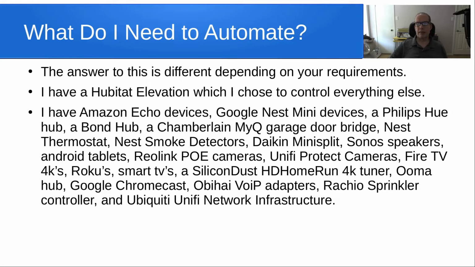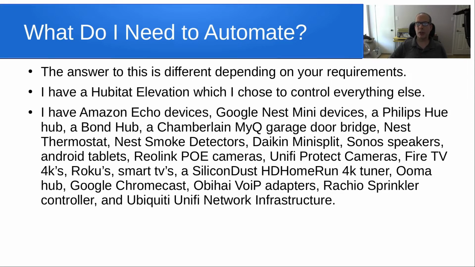So I have a lot of devices. I have Amazon Echo devices, I have Google Nest Mini devices, a Philips Hue hub, a Bond hub, a Chamberlain MyQ garage door bridge, a Nest thermostat, Nest smoke detectors, a Daikin mini split air conditioning unit. I have several Sonos speakers. I have Android tablets. I have Reolink power over Ethernet cameras. I have Unifi Protect cameras. I have Fire TV 4Ks.